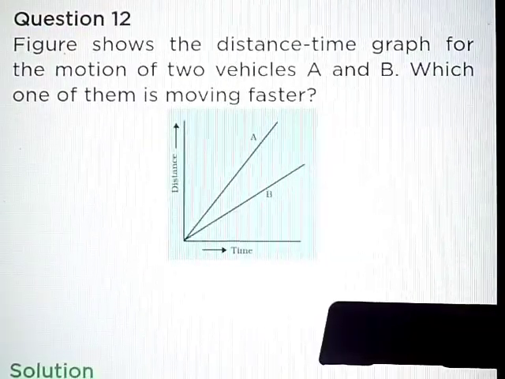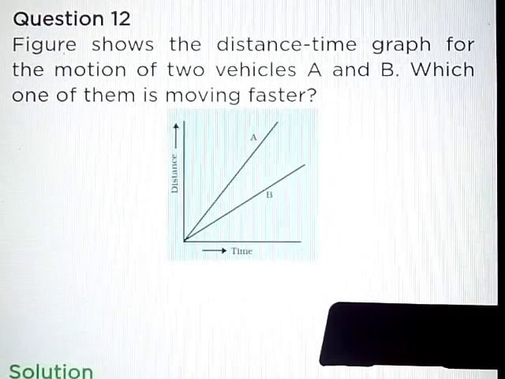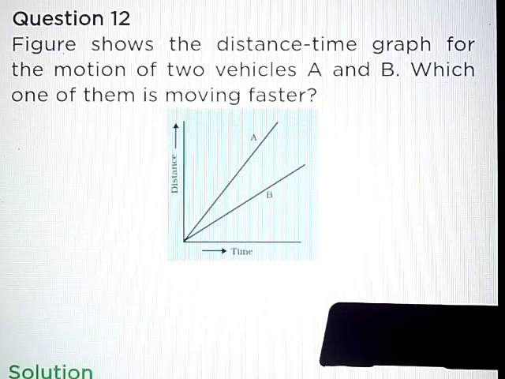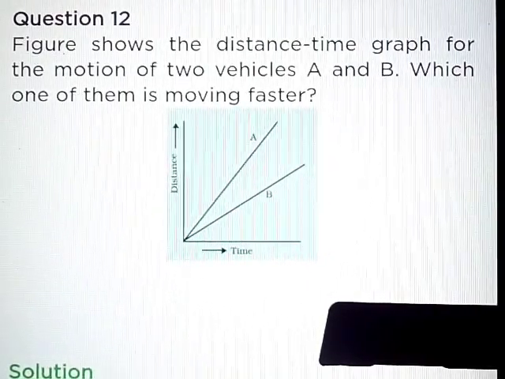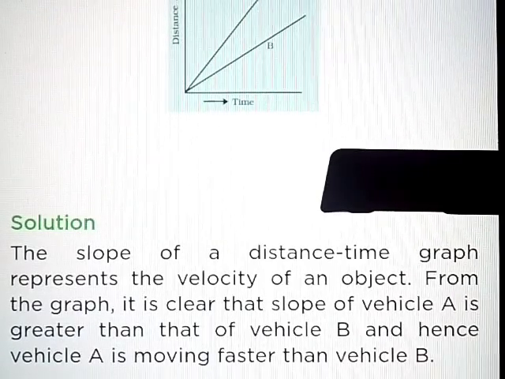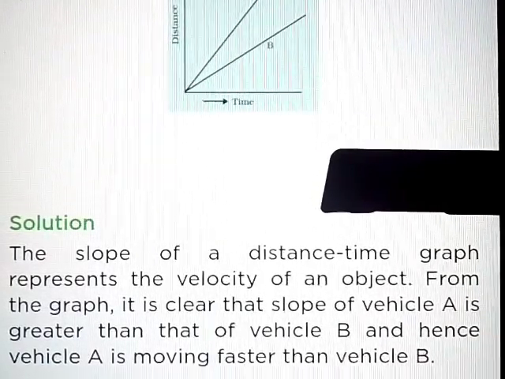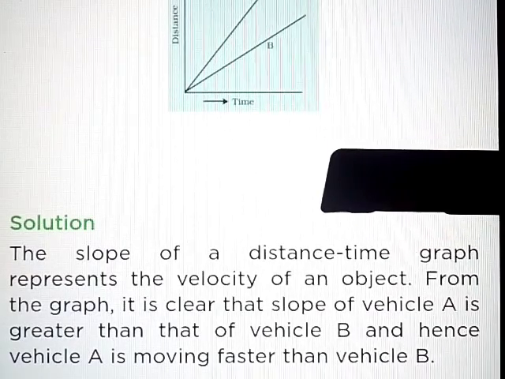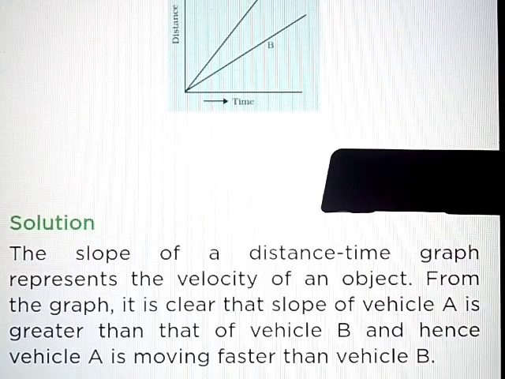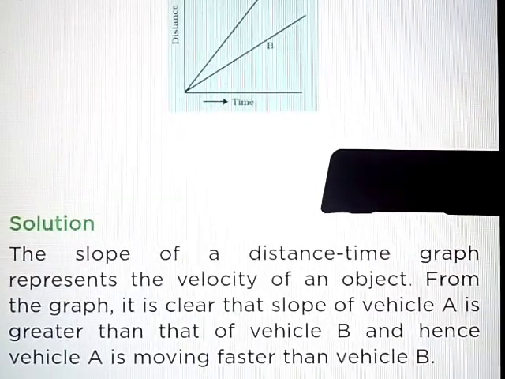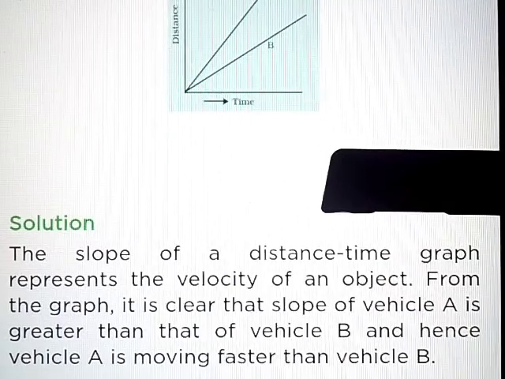Question number 12. Figure shows the distance time graph for the motion of two vehicles A and B. Which one of them is moving faster? Answer: the slope of a distance time graph represents the velocity of an object. From the graph it is clear that slope of vehicle A is greater than that of vehicle B and hence vehicle A is moving faster than vehicle B.